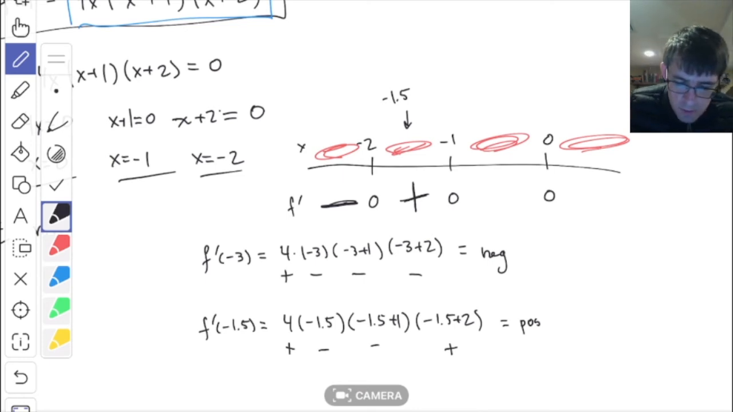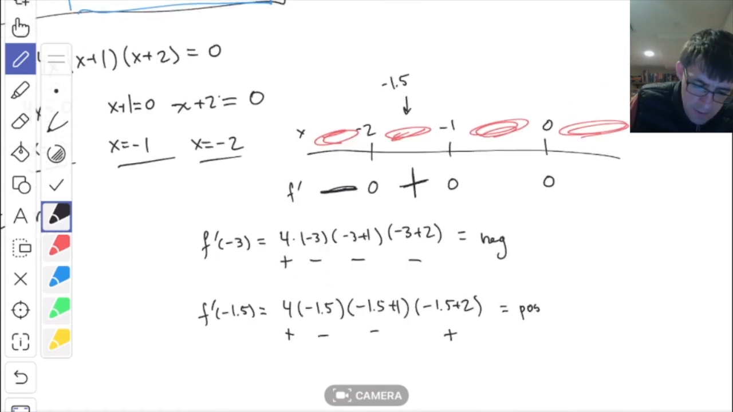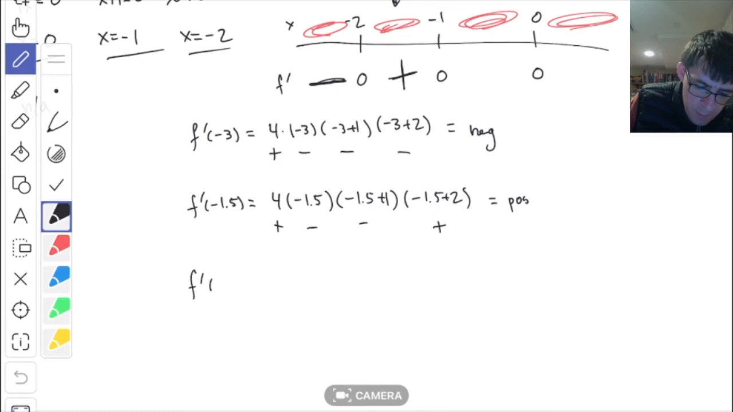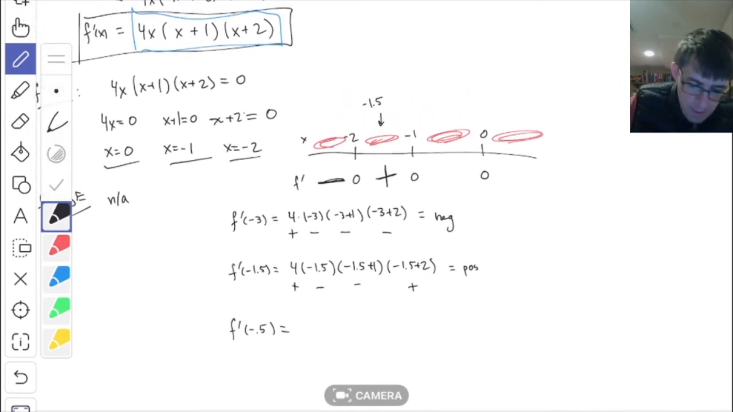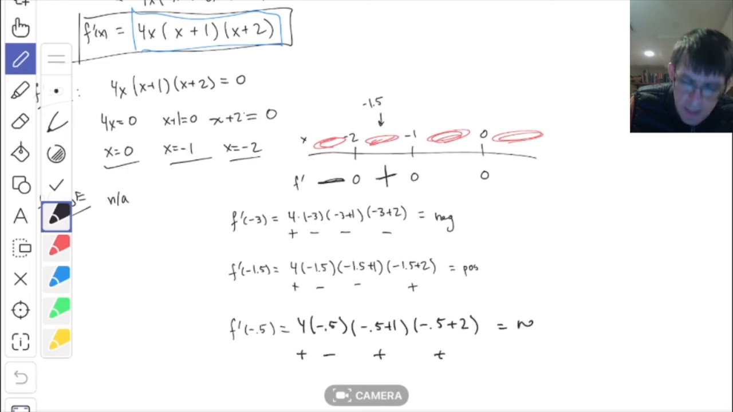I got to use between -1 and 0. Let's use -0.5. So I'm going to go f prime of -0.5, plugging into the same formula in the box. I get 4 times -0.5 times -0.5 plus 1 times -0.5 plus 2. This is positive, negative, positive, positive. So I end up getting a negative this time because I have only one negative. So that's negative in there. And then finally the last one.